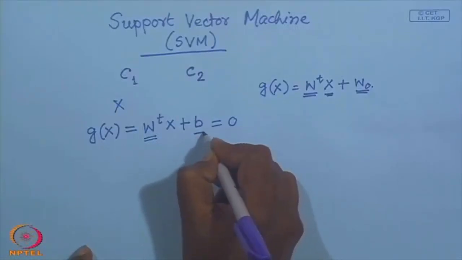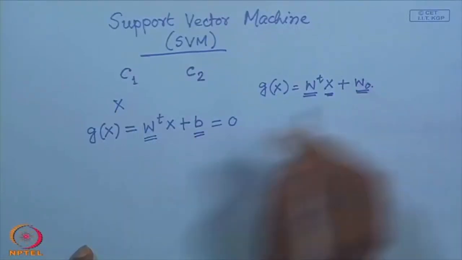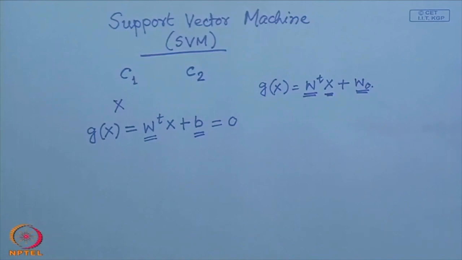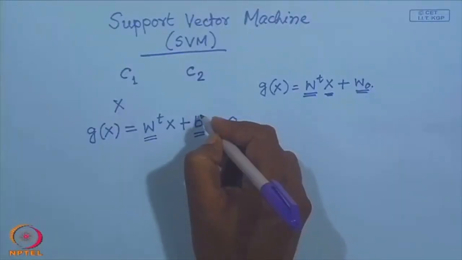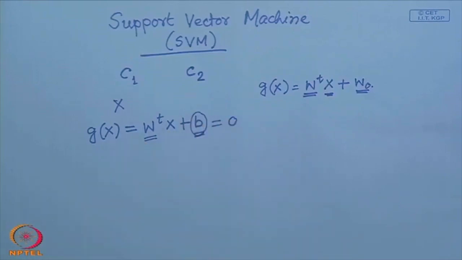Whereas, this term b, or coming to the previous one, the term w naught, which is a constant, represents the position of that hyperplane in my d dimensional space. So, the vector w represents the orientation of the hyperplane and the value b or w naught represents the position of that hyperplane in my d dimensional space. This term b is usually known as a bias term, which is biasing the position of the hyperplane in the d dimensional space.